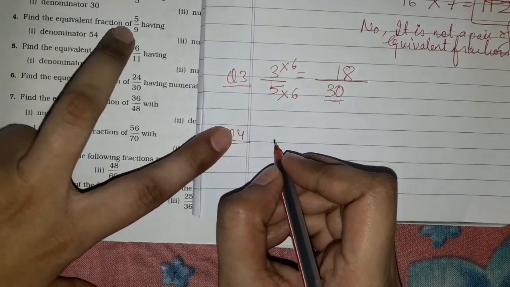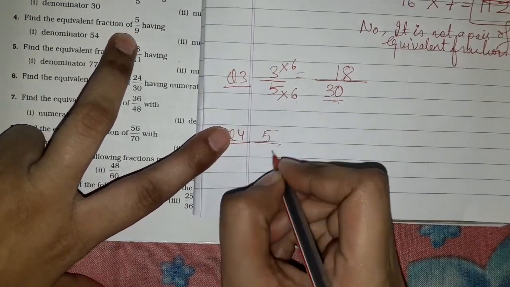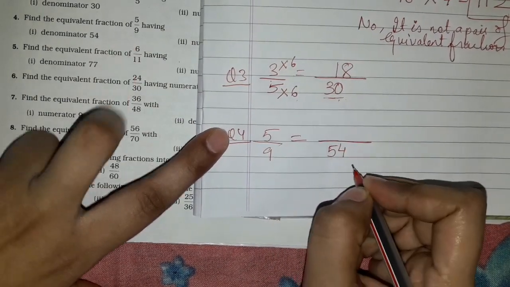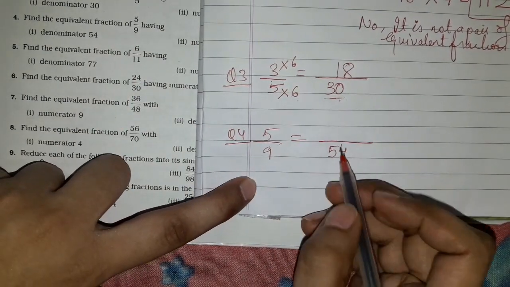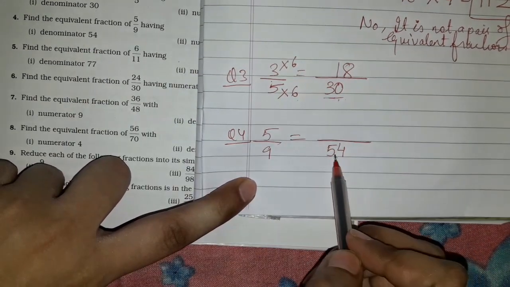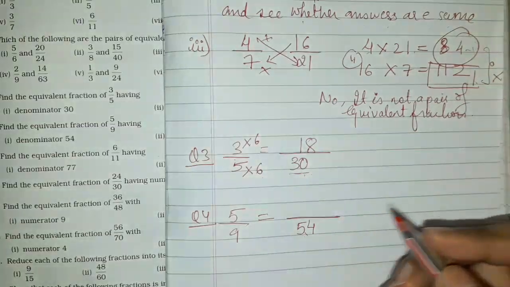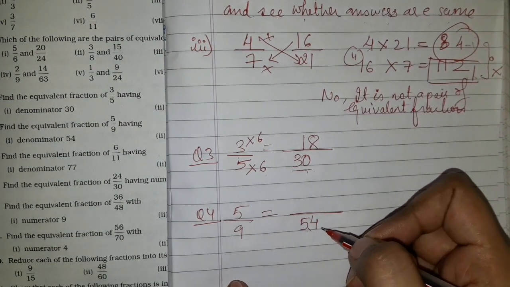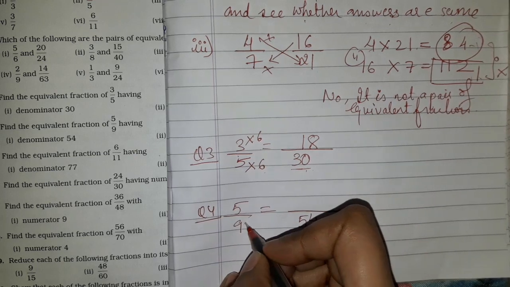Now they want an equivalent fraction for 5 upon 9, and they want the denominator of that equivalent fraction to be 54. They are telling us before only. So now we'll try to find out how this number 54 is coming here.